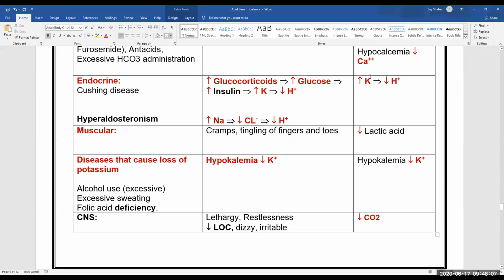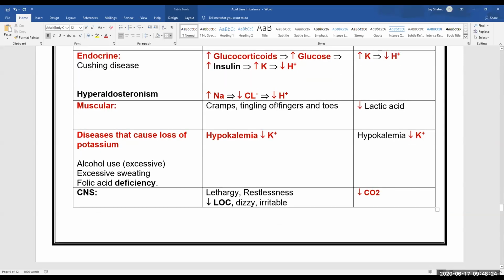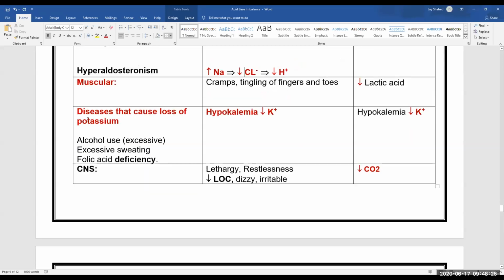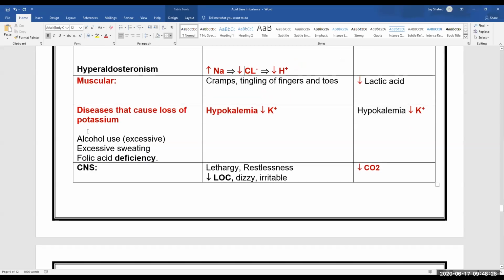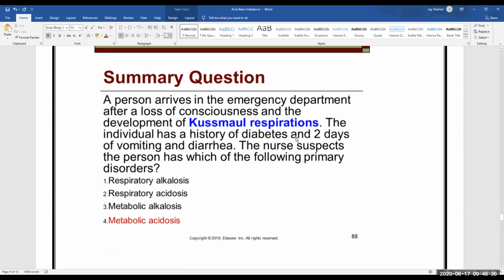Actually, potassium here, decrease in potassium, not here. Do this here. Increase in potassium. All right, that's fine. Let's leave it here for now. That's fine. Either way, HCl goes together in a pump. All right, diseases that cause loss of potassium. All this can lead to loss of potassium.